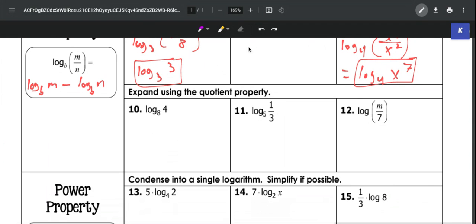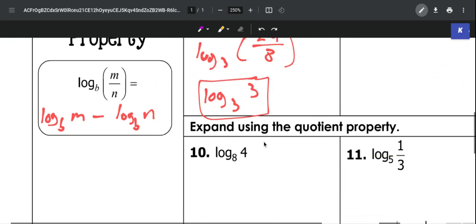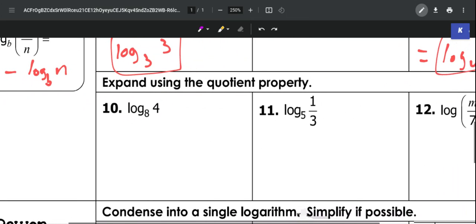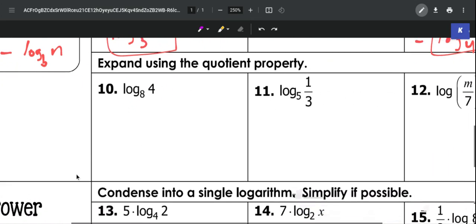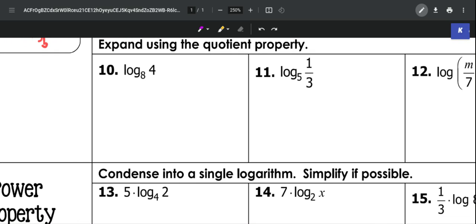So if we want to expand it, let's look at number 10. These answers may vary as well. So we've got number 10 as log base 8 of 4. We want to expand that using the quotient property. So we're going to need a log base 8 with two numbers divided to give us 4, which we could use 8 and 2. So 8 over 2 would give us 4.